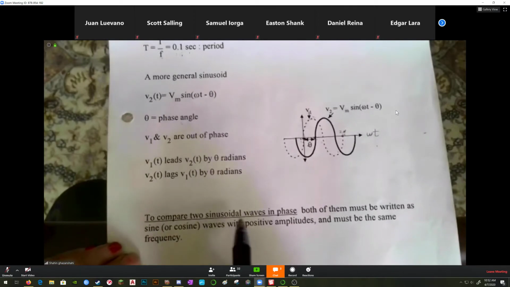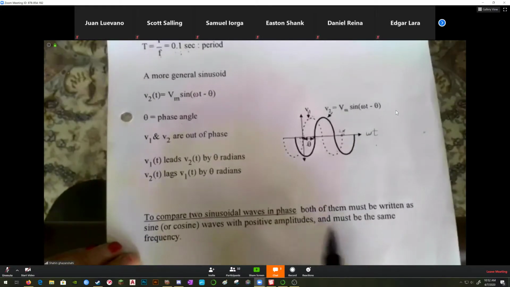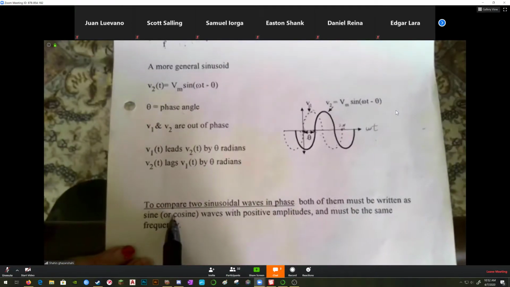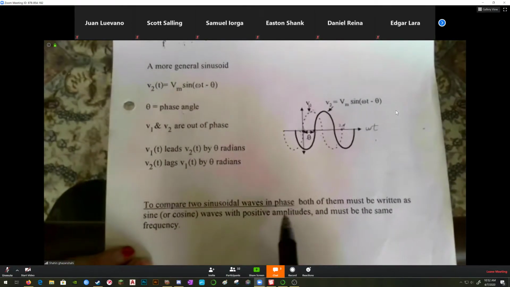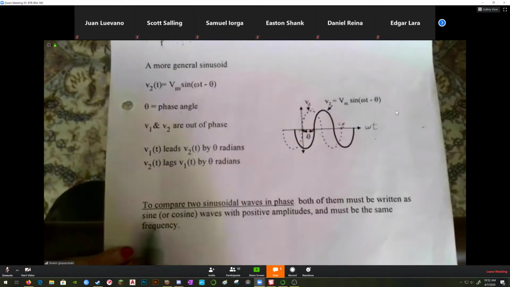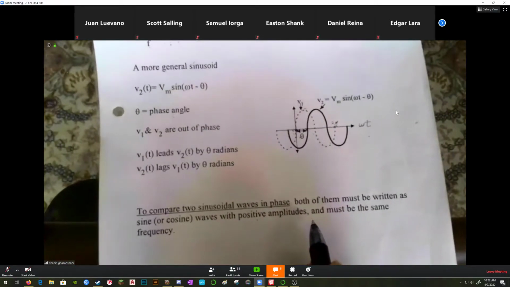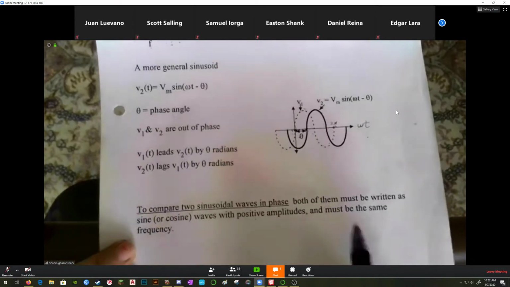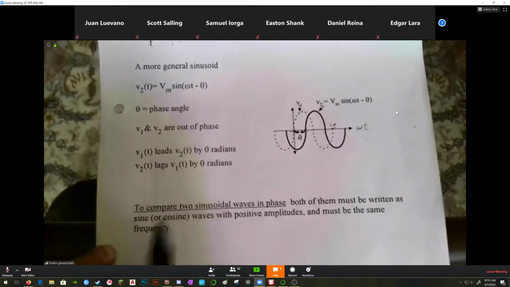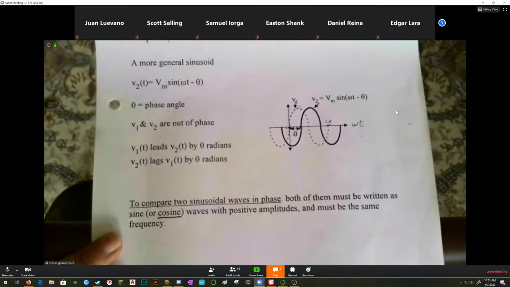To compare two sinusoidal waves in phase, or to measure the phase difference, both of them should be either sine or cosine. They should both have positive amplitude, and they should have the same frequency. So when you want to measure the phase angle difference in this class, they both should be either sine or cosine. But we're going to use cosine here. If it is sine, we change it to cosine.